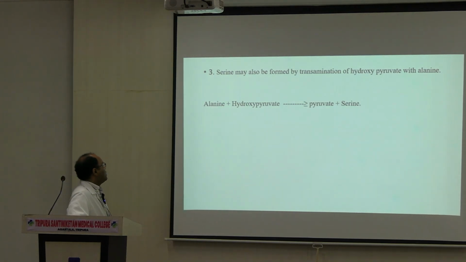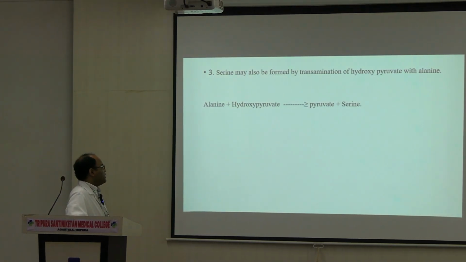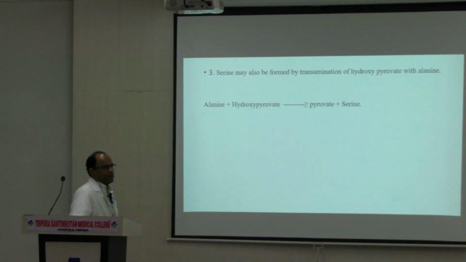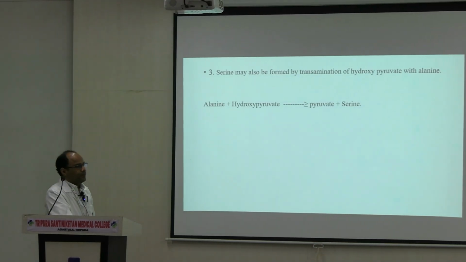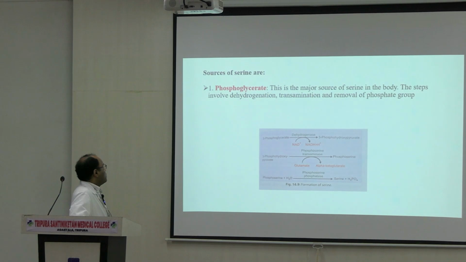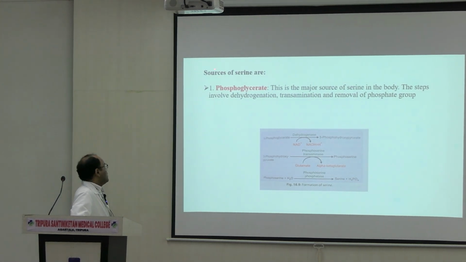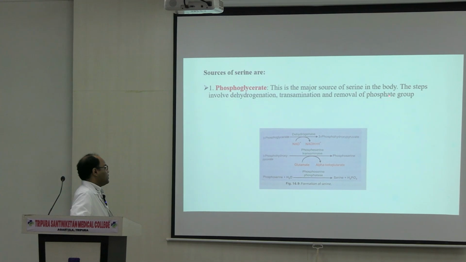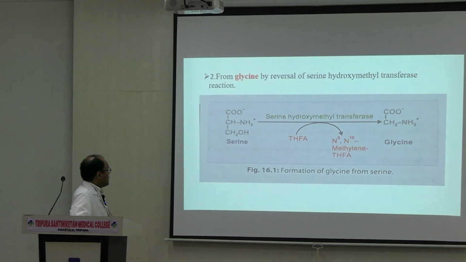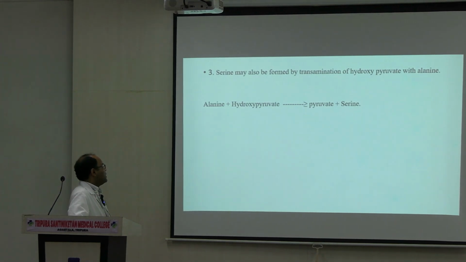Third source: serine may also be formed by transamination of hydroxypyruvate with alanine. Alanine and hydroxypyruvate combine into pyruvate plus serine. These are the three major sources of serine. First is phosphoglycerate, by a three-type reaction: dehydrogenation, transamination and removal of phosphate group. Second is reversal of glycine metabolism, glycine converting to serine. Next, serine may also be formed by transamination of hydroxypyruvate with alanine.